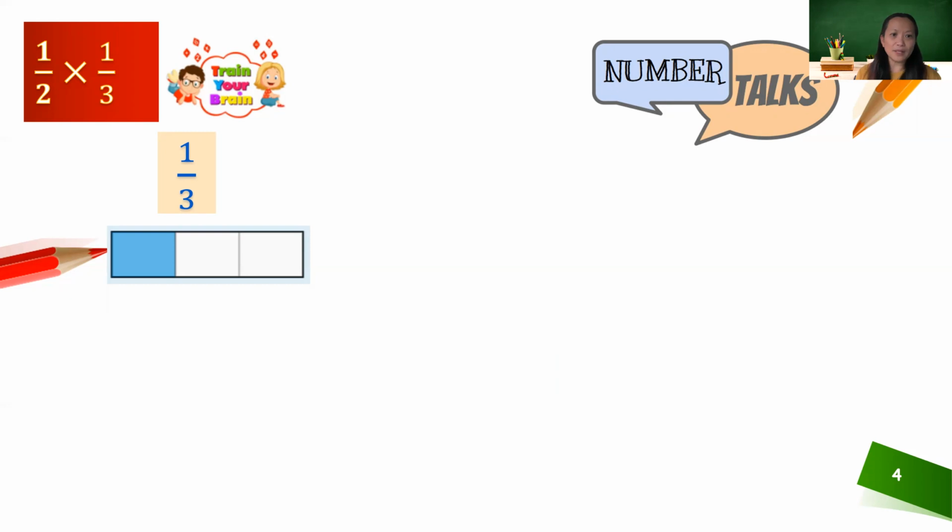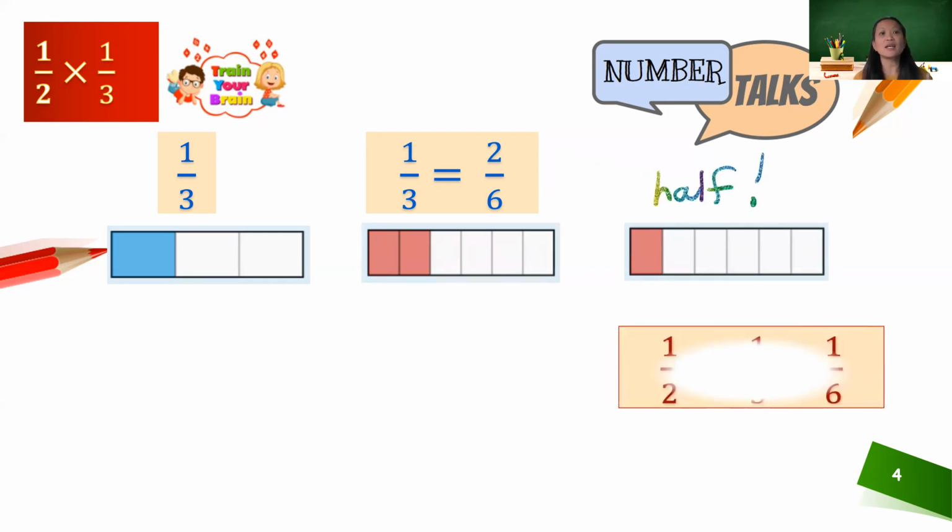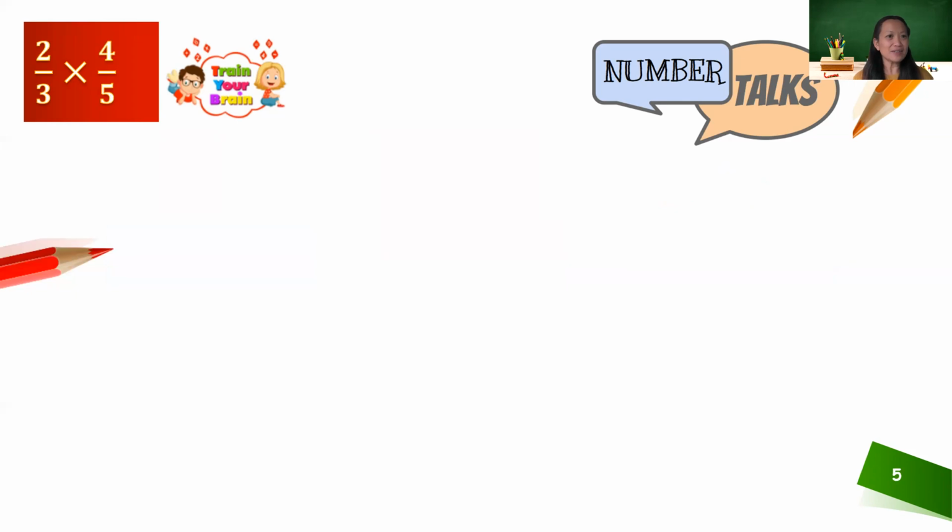What I'm going to do is split that blue piece into 2 equal parts, which means now my whole is not 3 equal parts anymore, but my 1 is 6 equal parts. So I would say 1/3 is the same as 2/6. Now I have 2 pieces, then half of 2 pieces would be 1 of those pieces. So I would say 1/2 of 1/3 is, you get it, 1/6, right? Awesome.